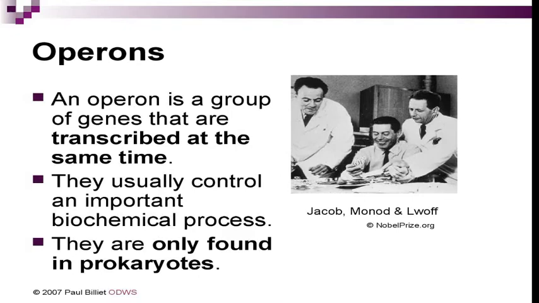Before beginning, we need to understand what operons are. An operon is a group of genes. These genes will be transcribed into mRNA at the same time. What is the role of an operon? The role of the operon is to control important biochemical processes. As we've already seen, respiration is a biochemical process which has to be expressed all the time.